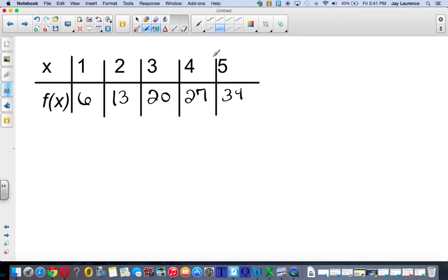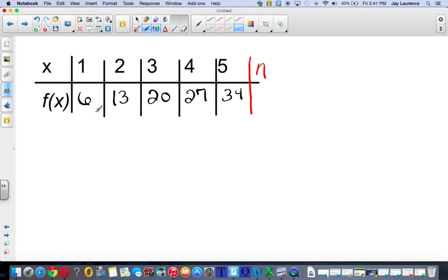But let's talk about our sequences, our f of x, and we've got first set of data, second set of data, third set of data, and our inputs are 1, 2, 3, 4, 5, and our outputs are 6, 13, 20, etc. We're going to go looking for the nth term. So let's see if we can find the nth term, and then we'll be able to write our function.